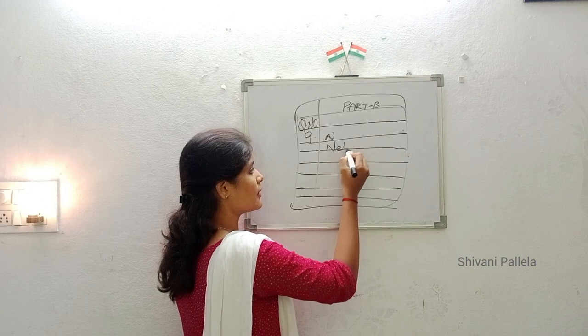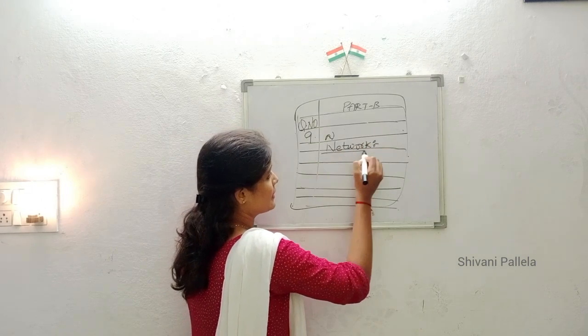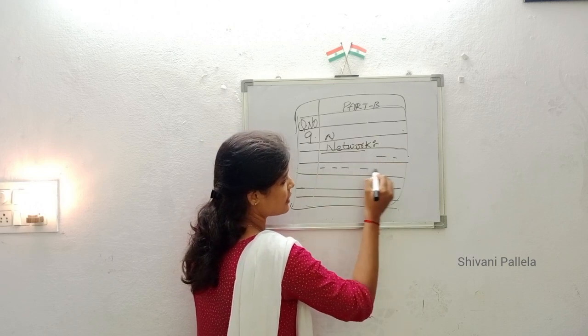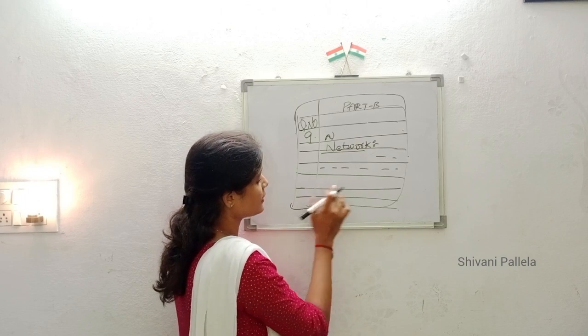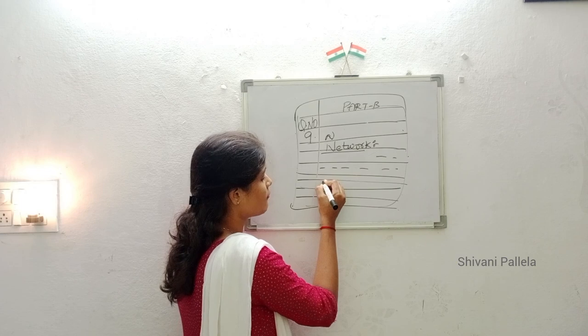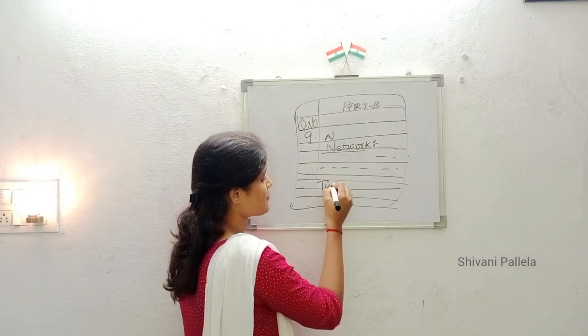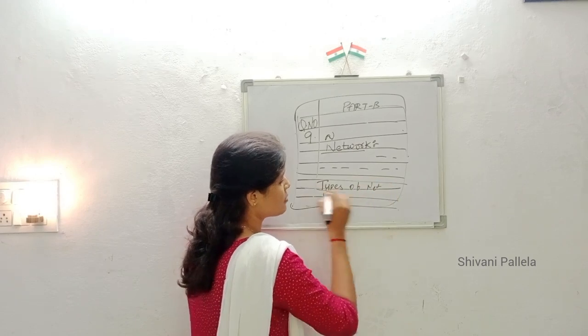For network, you need to write like this: the definition of network. Here, network means like this. There are different types, like this you need to draw. After drawing the network, leave one line, and here what they ask is types of network, and after that draw one line here.